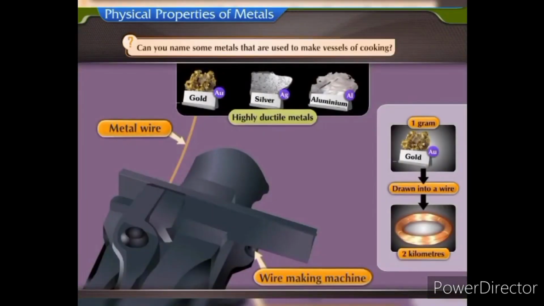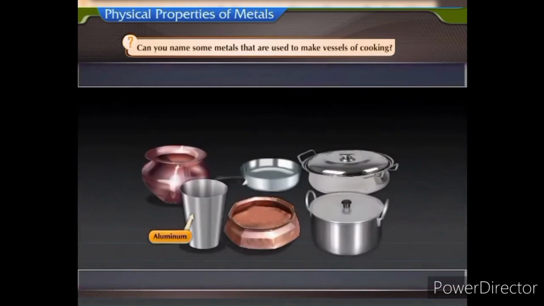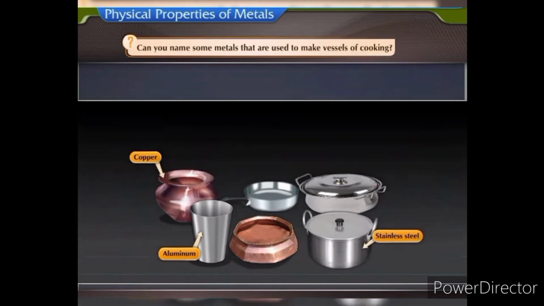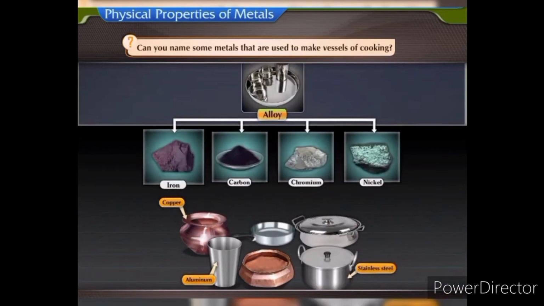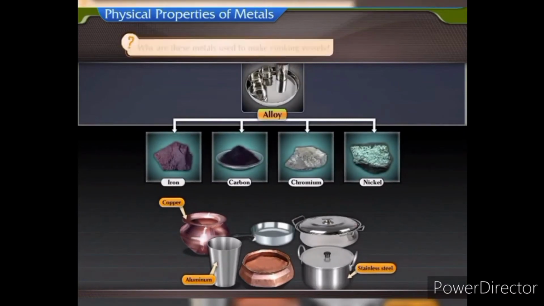Can you name some metals that are used to make vessels of cooking? Aluminium, copper, and stainless steel are mostly used to make cooking vessels. Stainless steel is not a pure metal, but is an alloy of iron, carbon, chromium, and nickel. Why are these metals used to make cooking vessels? Let us perform an activity to explore this.